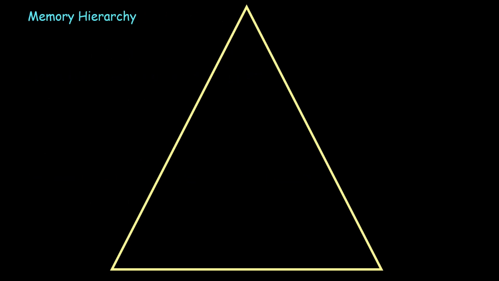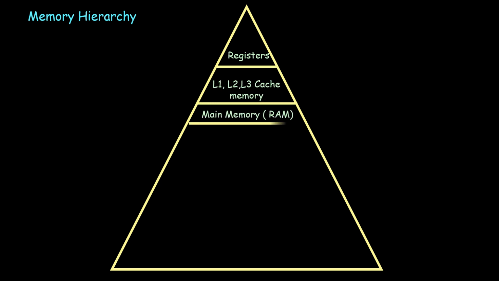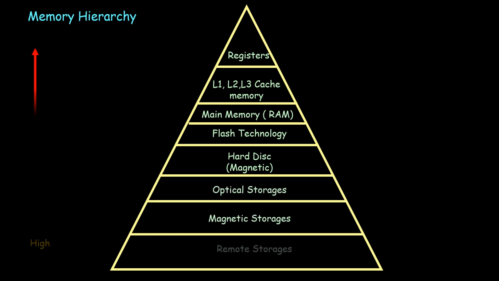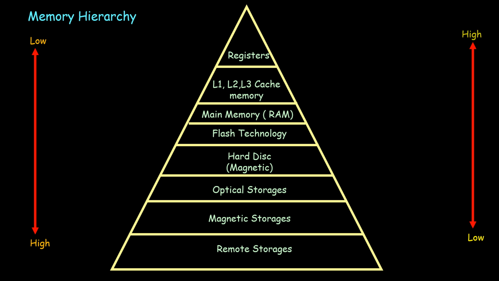And now let's talk about the memory hierarchy. Computers have different types of memory and they are organized hierarchically based on three main factors: speed, size, and cost.